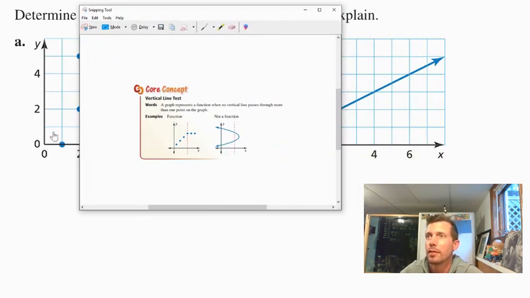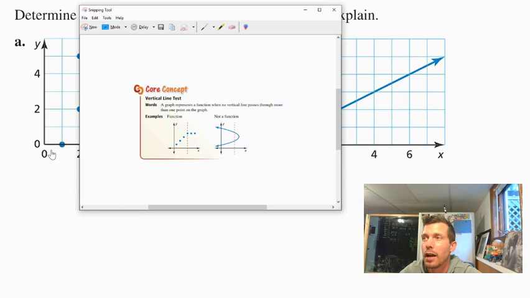You can see in the example on the left that it is a function because it only hits at one location. When it's not a function, it's going to hit the graph at 2 locations or more. It doesn't have to just be 2. So we know that the one on the left passes the vertical line test. The one on the right does not. Make sure that you can see that.